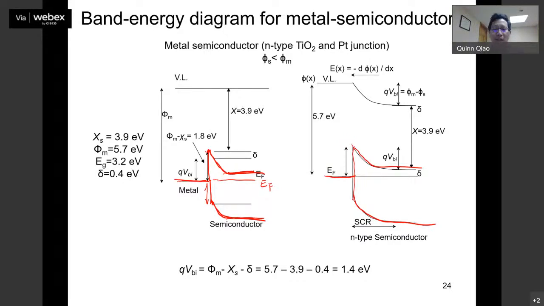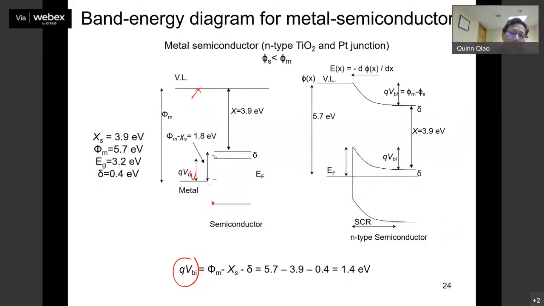You can plot it by yourself, and then you'll be able to calculate the QVBI. That QVBI is equal to phi m minus phi s. That's basically this distance, minus this distance. And then also actually is the Q. Okay, let me erase everything here. This is too much stuff here. It's so confusing.